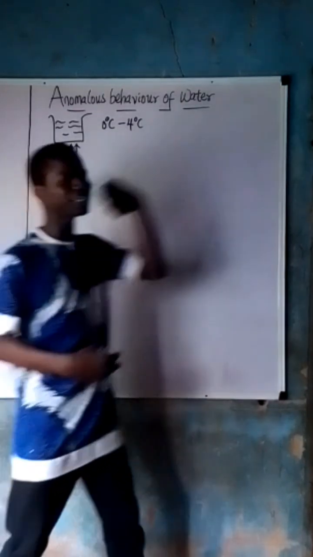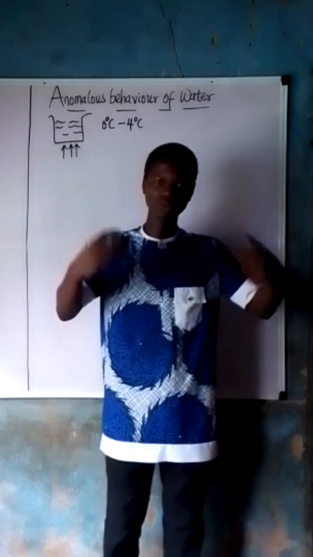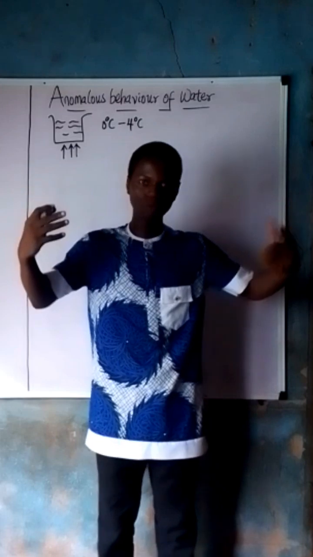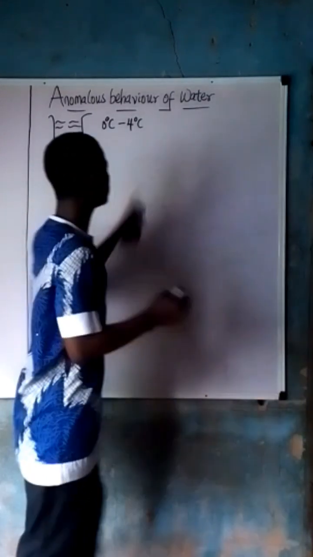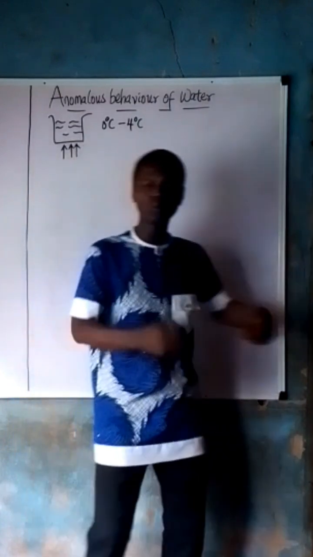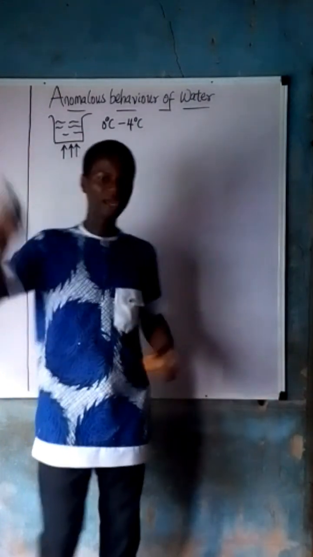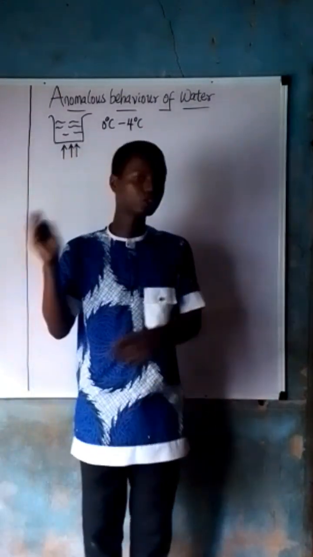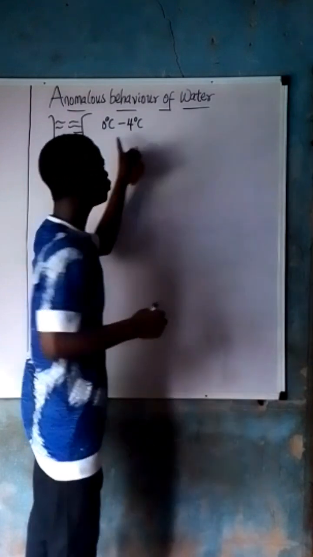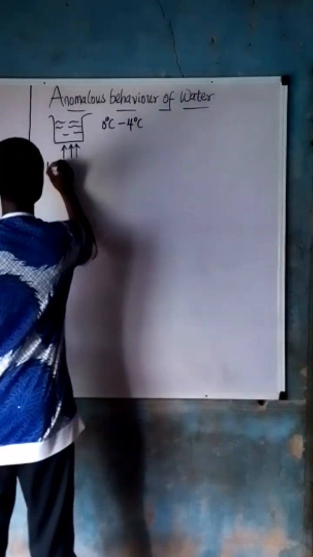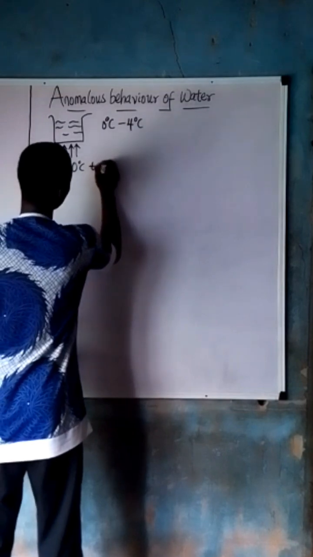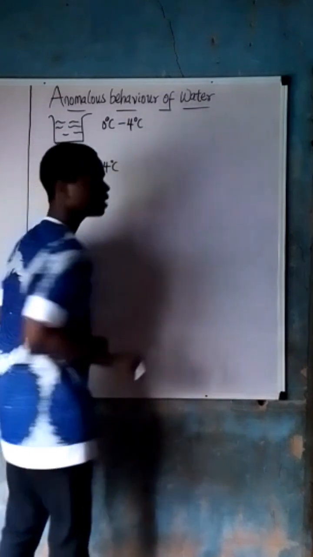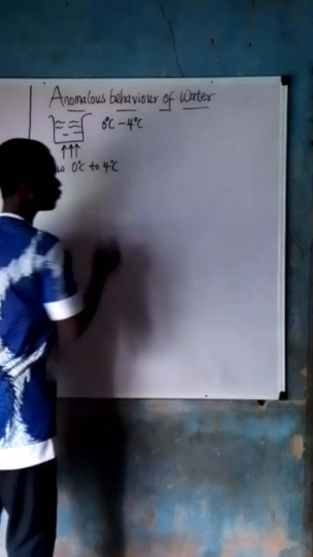Normally, when water is heated, it is expected to what? To increase in volume and then to expand because heat is being applied. But between this temperature, water tends to behave anomalously, and that's why we call it the anomalous behavior of water. Now, what happened between this temperature? Between 0 degrees Celsius and 4 degrees Celsius, water behaves anomalously. And here are the set of events that happen.